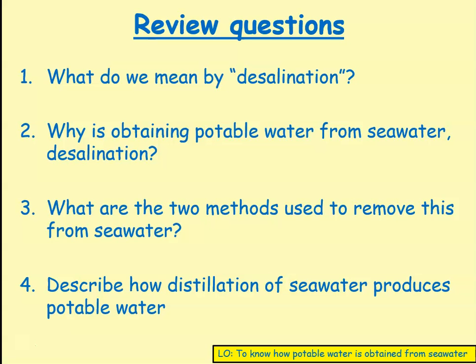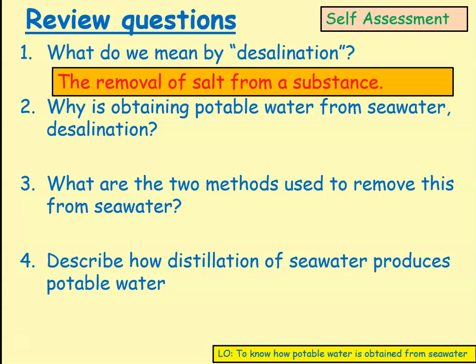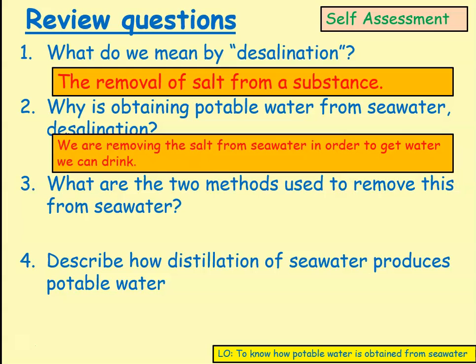Okay, so question 1. What's meant by desalination? Well, desalination is the removal of salts from a substance. Question 2. Why is obtaining potable water from seawater desalination? We're removing the salt from seawater in order to get water to drink. Desalination is the removal of salt from a substance, so removing salt from seawater would also be referred to as desalination.